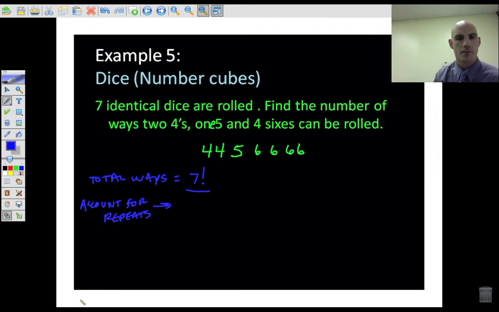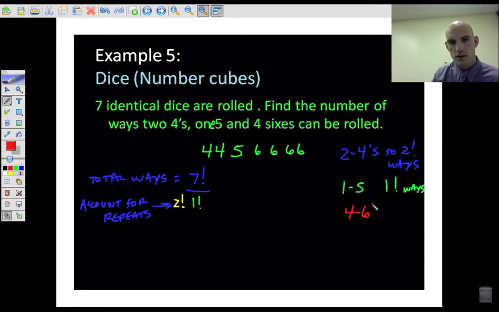If we account for the repeats on the bottom, we have to consider how many objects we have. We have 2 4s, so that's 2 factorial ways that we have to divide by. So I'll put that on the bottom. And we have 1 5, so that's 1 factorial ways. So I put 1 factorial. And we have 4 6s, so that's 4 factorial ways. So I divide by 4 factorial.